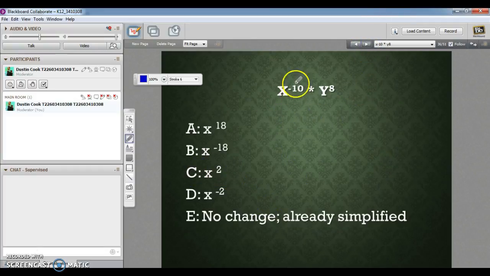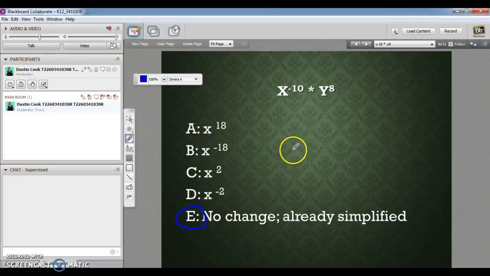Let's try that again. This time things are a little bit different. We have x to the negative 10 times y to the 8. See what you can do there. Go ahead and pause this video and see what you can do. Okay, hopefully you paused that. The answer is actually E.